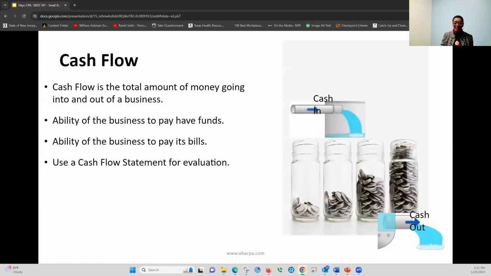And with that, let's get started. So what exactly is cash flow? You guys might have heard the saying that cash is king. That is correct.